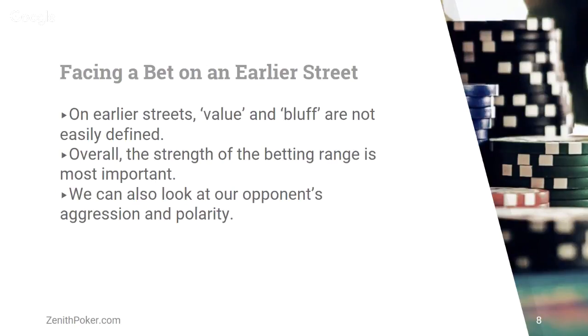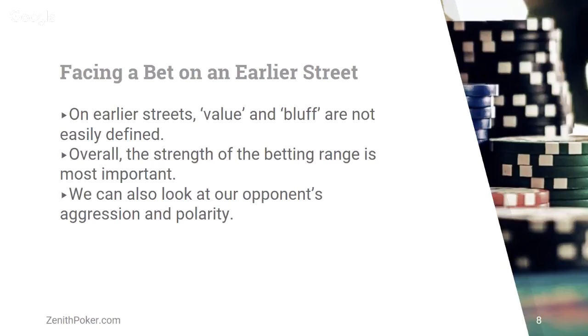All right, so moving on to facing a bet on an earlier street. On earlier streets, value and bluffs aren't as easily defined, right? Some hands will be part value and part bluff. Some bluffs will have the ability to outdraw all the hands in your range, and some bluffs, quote unquote bluffs, will have so much equity. The EV in GTO is actually all in the pot, so they're actually value betting.